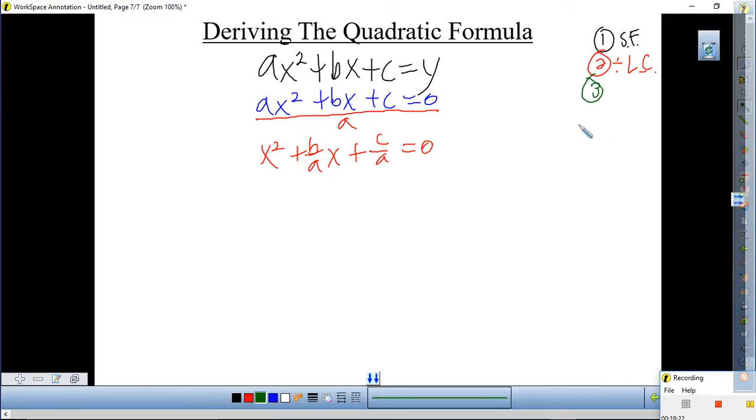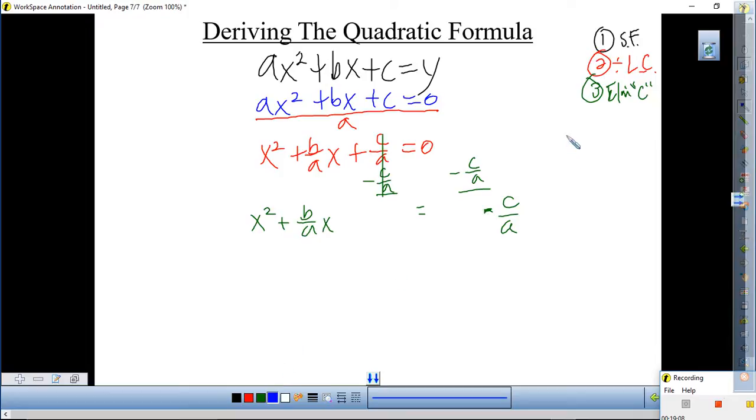Step 3. David. Eliminate the constant, or c. Therefore, what do I do, Nathan? Aiden? Minus c over a, minus c over a. We're left with x squared plus b over ax, leave an empty space, equal, leave a space, minus c over a.